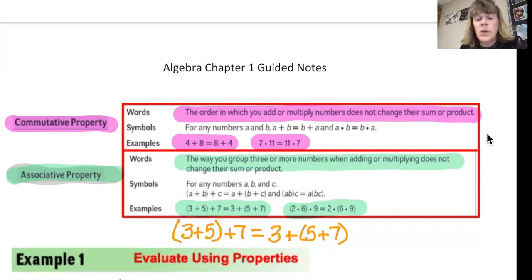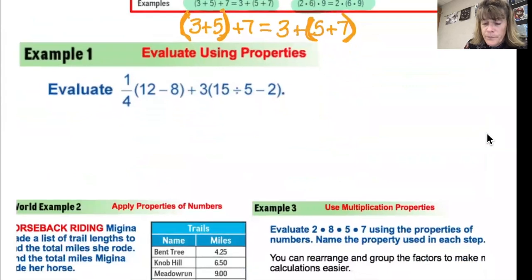So it does work. It works for addition and it works for multiplication. And really, the associative property deals with grouping 2 of those 3 numbers together first. And then it doesn't matter which 2 we group together first. Okay, now what are we actually going to do with this in our assignment today?